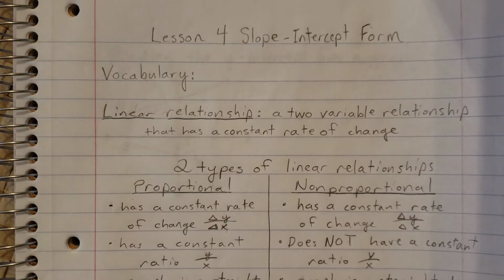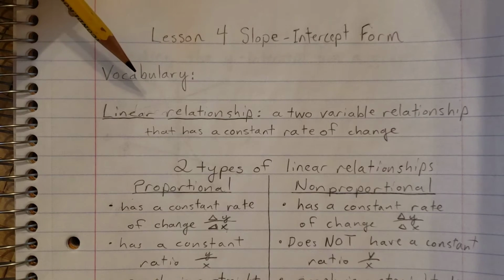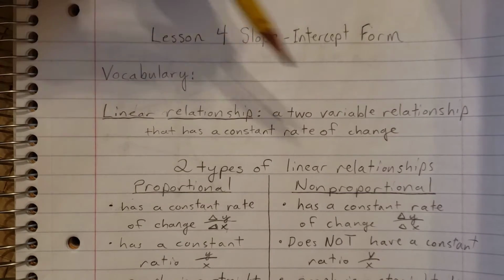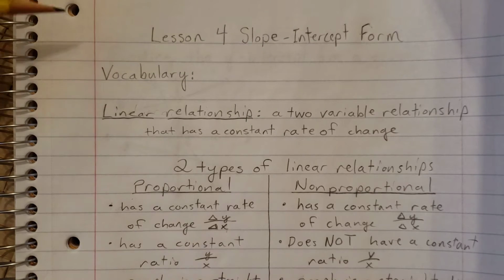Hey everybody, so we're on lesson 4 and we are talking about slope-intercept form of a linear equation, and linear equations are written for linear relationships. So let's get started with our vocab here. All right, we have a linear relationship, a two-variable relationship that has a constant rate of change. So you're going to want to copy this down into your notes. You can highlight, you can circle, you can underline. Make sure that you make the notes work for you.